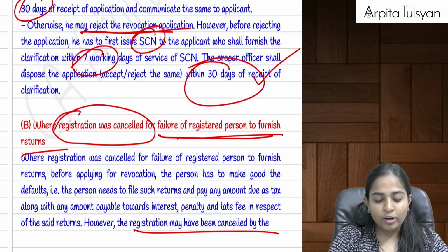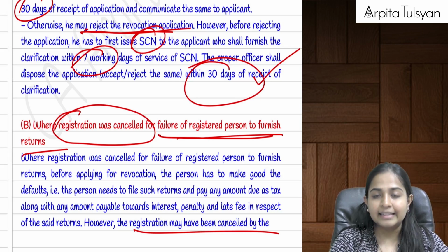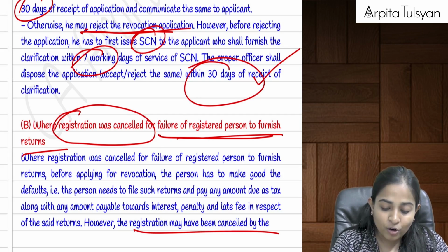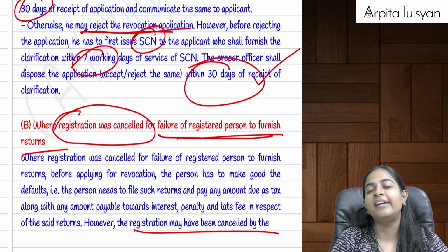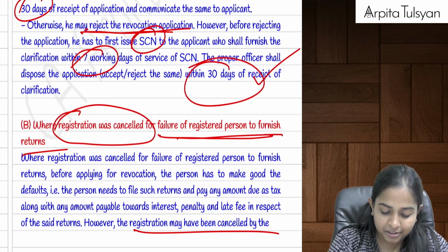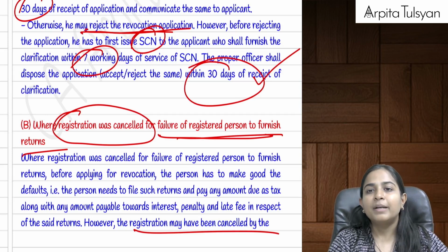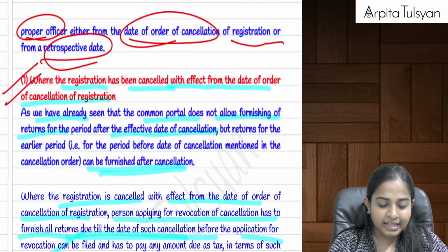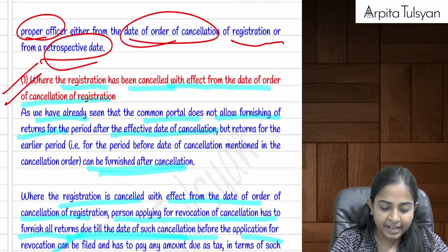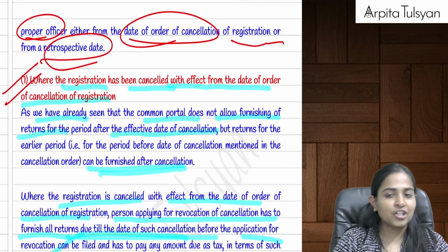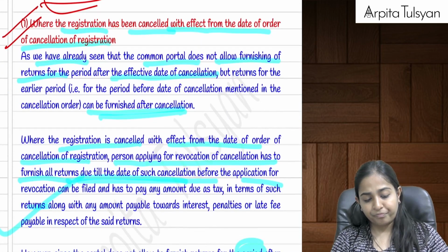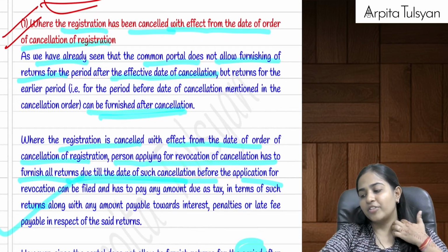What if my registration was cancelled because I failed to file the returns? Then in that case, we should be given an opportunity to rectify our defaults, and if our defaults are rectified, my registration can be restored. Now, two things are coming up here.